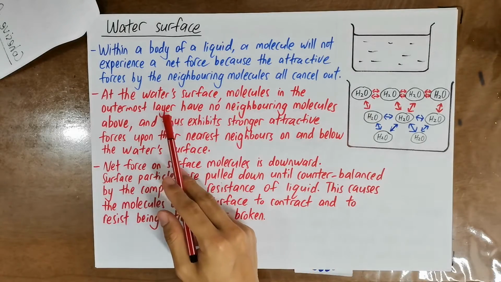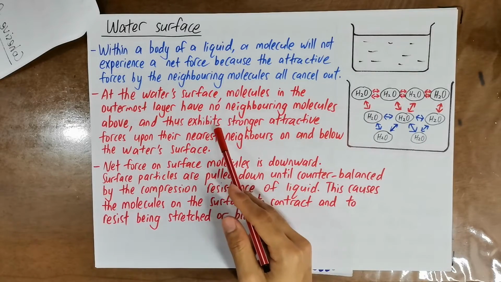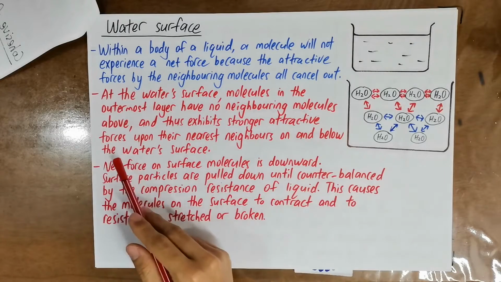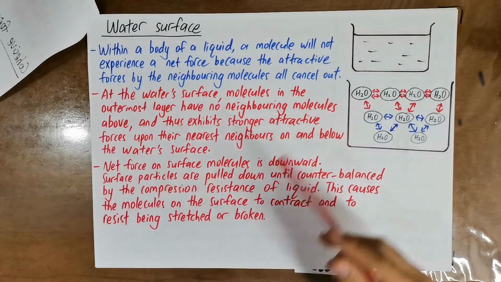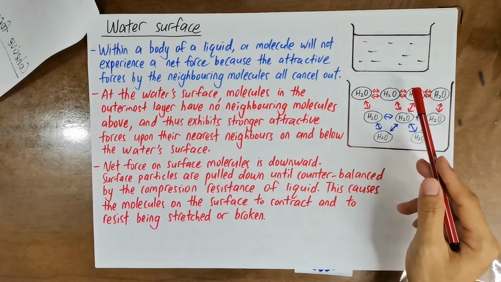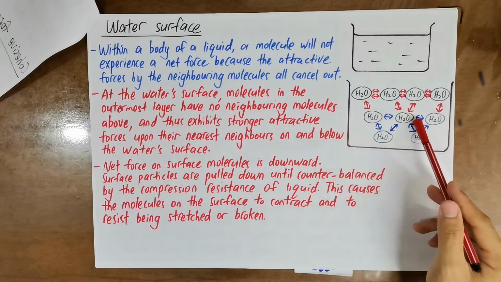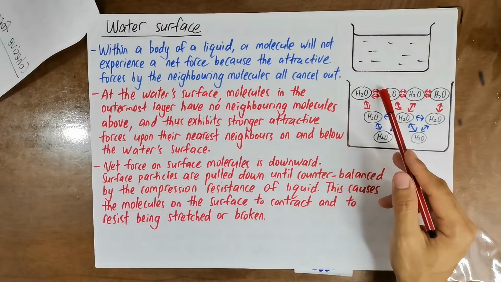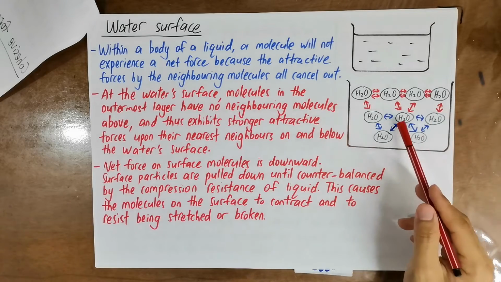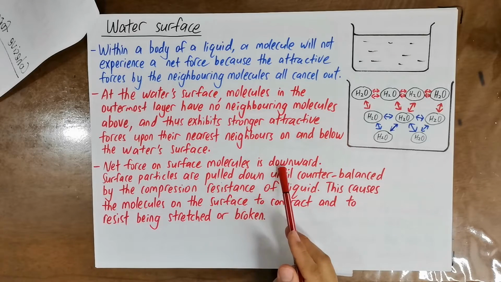So they have no neighboring molecules above, and thus exhibit stronger attractive forces upon their nearest neighbors on and below the water surface. Since the water molecules on the surface can only form fewer hydrogen bonds compared to the water molecules within the body of the liquid, the hydrogen bonding here is much stronger than here. So the net force on surface molecules is downward.